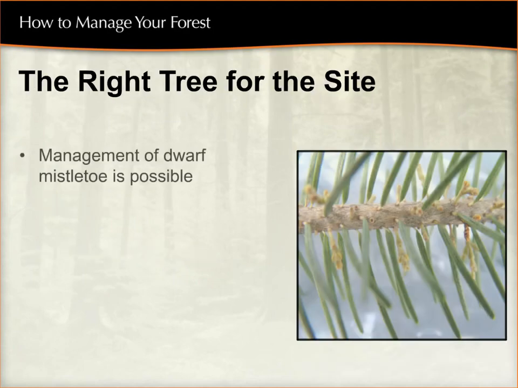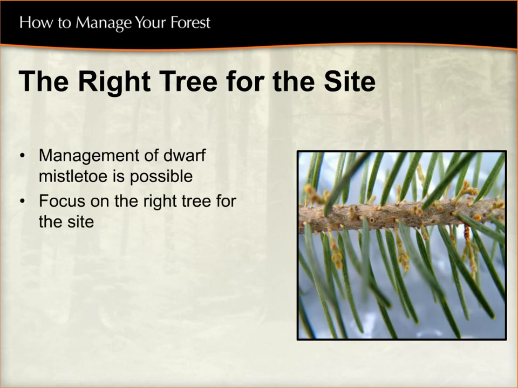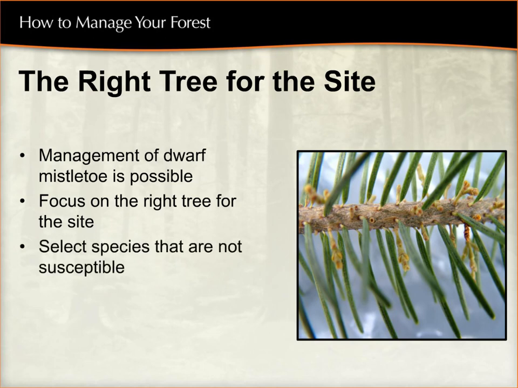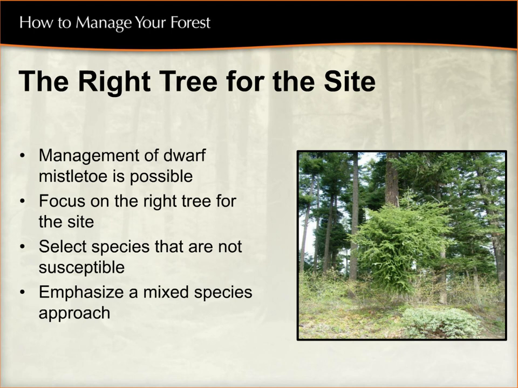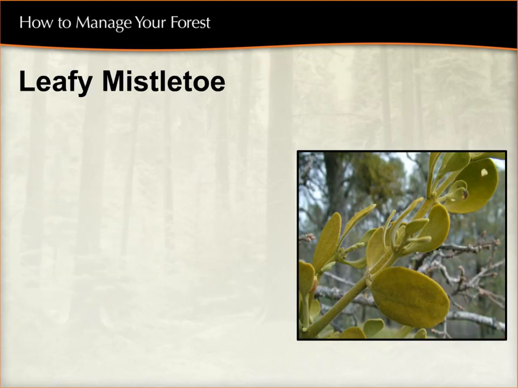The good news is that it is possible to manage mistletoe disease, but you will need to focus on finding the right tree for the right site. Selecting alternative species that are not susceptible to mistletoe, or emphasizing a mixed species managed approach that includes non-susceptible species, can be very important strategies. As an example, if you have an infected Douglas fir overstory, plant ponderosa pine, which is not affected by the Doug fir mistletoe. Silviculture is the key.